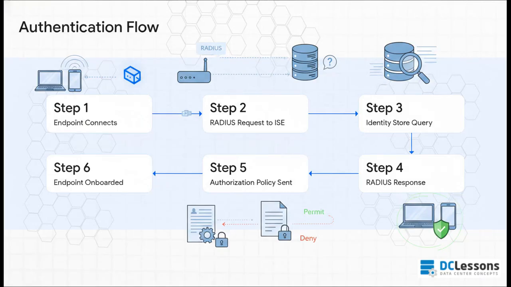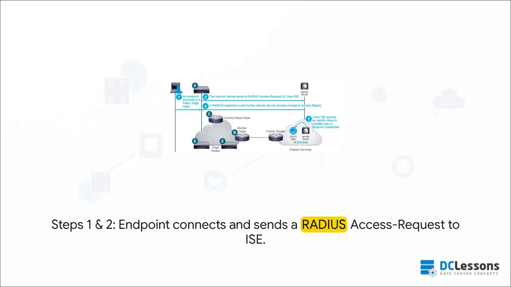So here's the quick rundown of that whole process. A device connects. The switch immediately calls up ISE and asks, "Hey, is this guy okay?" ISE checks its records, gives a thumbs up or a thumbs down, and if it's a thumbs up, it sends back a whole rulebook that the switch then enforces on that specific port. Simple as that. All right, let's trace the actual flow.